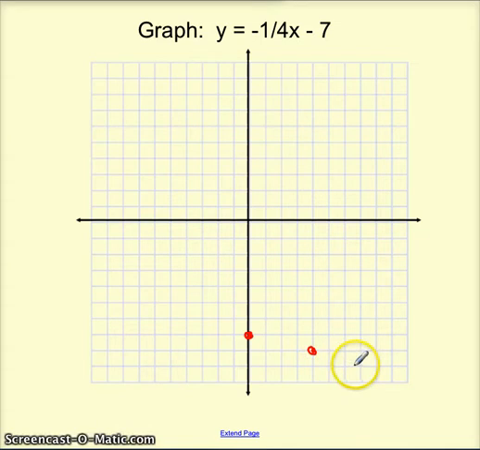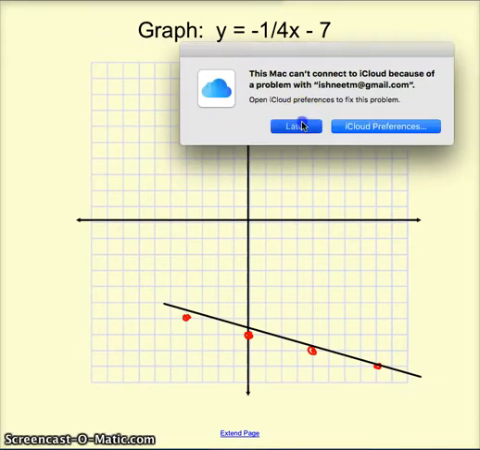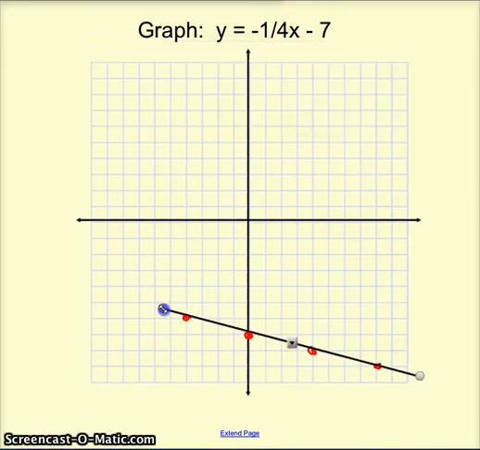Down 1, right 4. Okay, you can go as many times as you want. If you wanted to go the opposite way, you can go up 1, left 4. Okay, but just a few points usually gives you enough for the direction of your line. All right, and then my arrows, very, very important. Okay, and let's try one last one that's a little bit different.